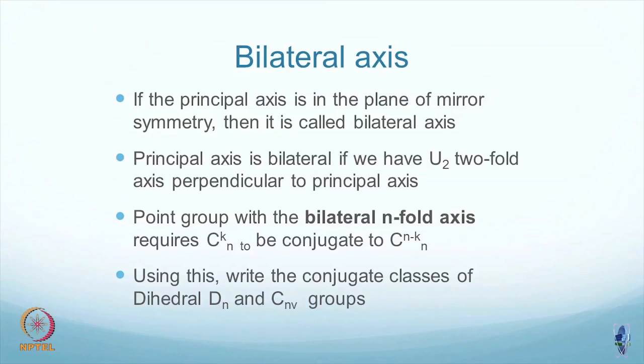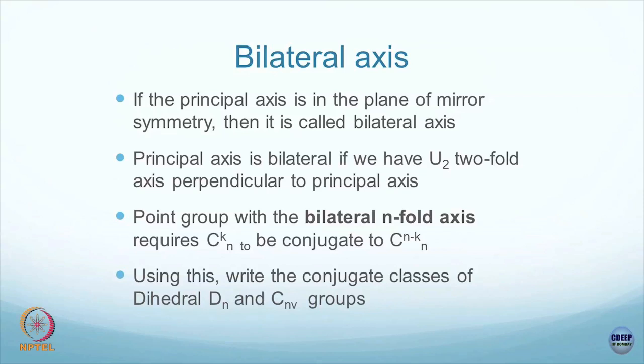So, this also I said in passing: bilateral axis. If the principal axis is in the plane of mirror symmetry, that is, if it had a sigma v plane, then the axis is called a bilateral axis. Similarly, if you had a two-fold axis, which I denoted in the last lecture as U2, if the U2 axis is perpendicular to the principal axis, then also you call the principal axis bilateral.